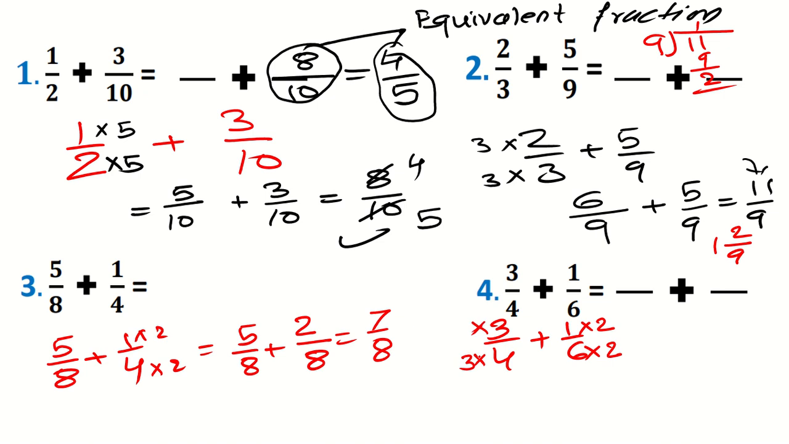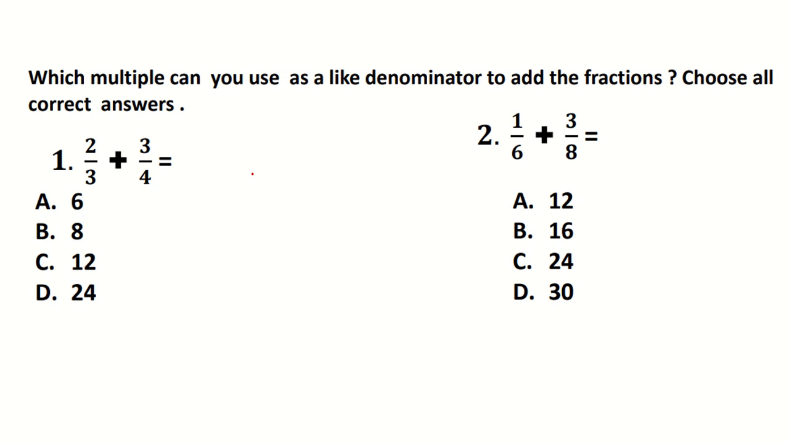Denominator is multiplied by 3, so numerator will also be multiplied by 3. So this is 9 over 12 plus 2 over 12. So 9 plus 2, 11 over 12. This is the answer.